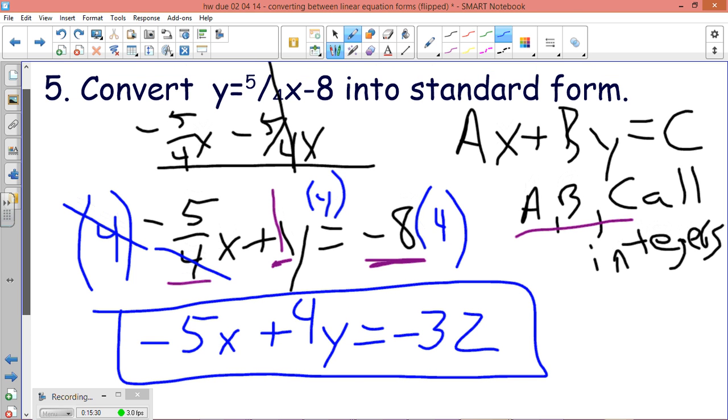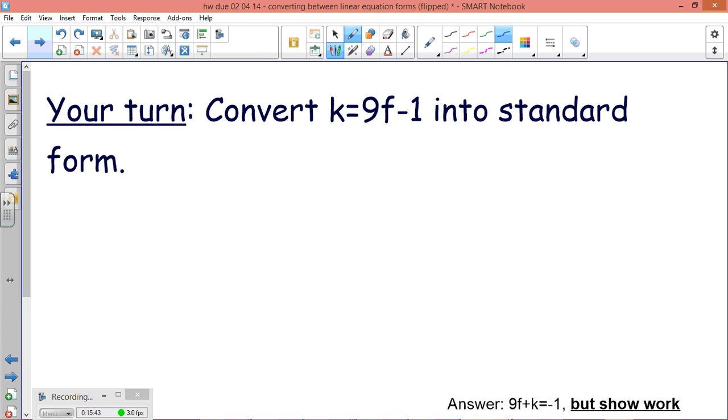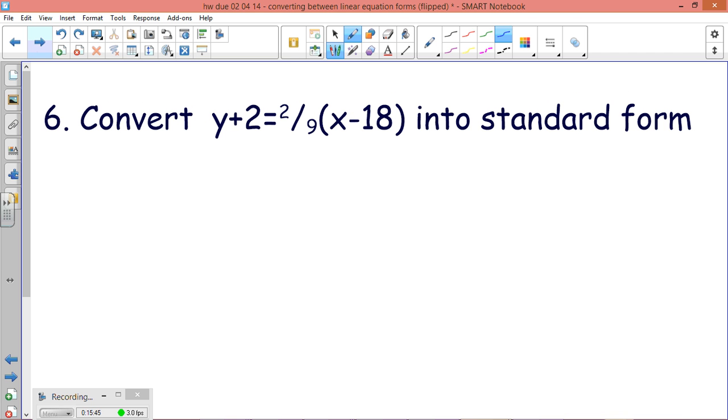Notice what I had before was not correct because it had a fraction in it. What I have right here is correct because there are no fractions. They are all integers. I'm going to allow you to try that one on your own, and I'm going to go to the next one. It is the final one. Convert this in point slope form into standard form.